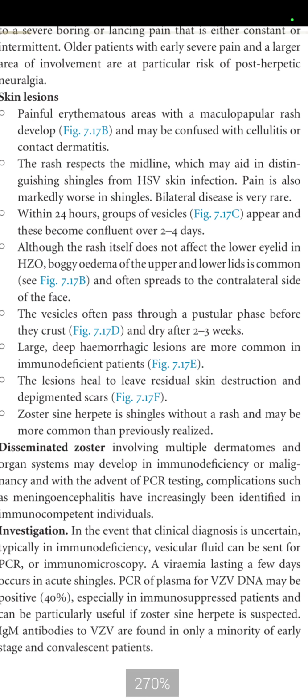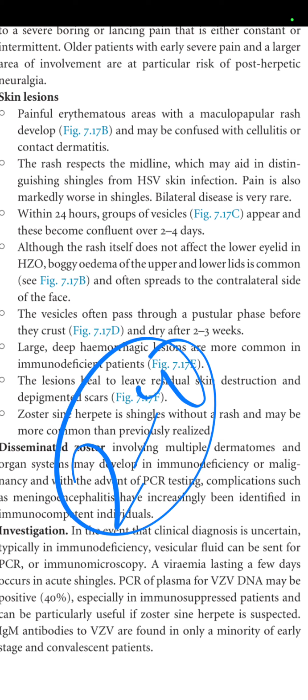Within 24 hours, groups of vesicles appear and they may become confluent over 2 to 4 days. So after 2 to 4 days, in the area of redness, there will be the appearance of small vesicles.